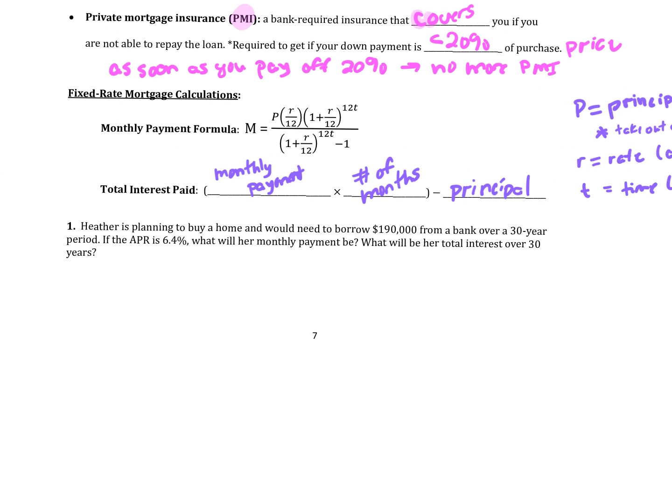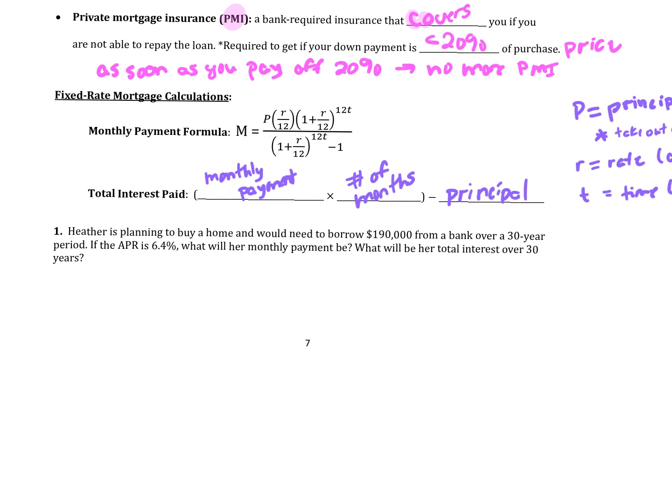It's messy trying to plug into that formula, so we've got to be really careful with that. So you've got to practice plugging in with the formula. All right, Heather's planning to buy, need to borrow $190,000, 30-year period, APR is 6.4. What will the monthly payment be? What will the total interest be over 30 years? Guys, this is shocking to me how much interest you end up paying. It's kind of crazy. Okay.